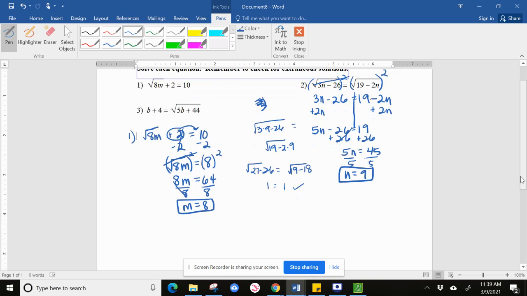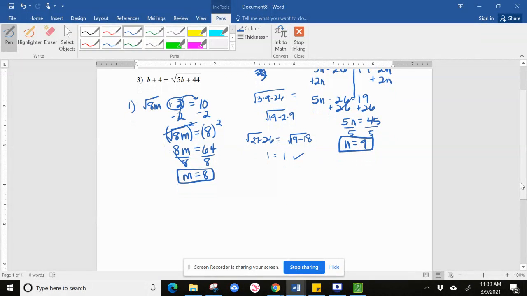On this last problem, it is going to take a few more steps, actually quite a few more, because we're dealing with a different kind of setup. When you see a square root and then you see a binomial on one side, that is a sign you're probably going to have to do some factoring. So the square root is isolated. Let's go ahead and square it.